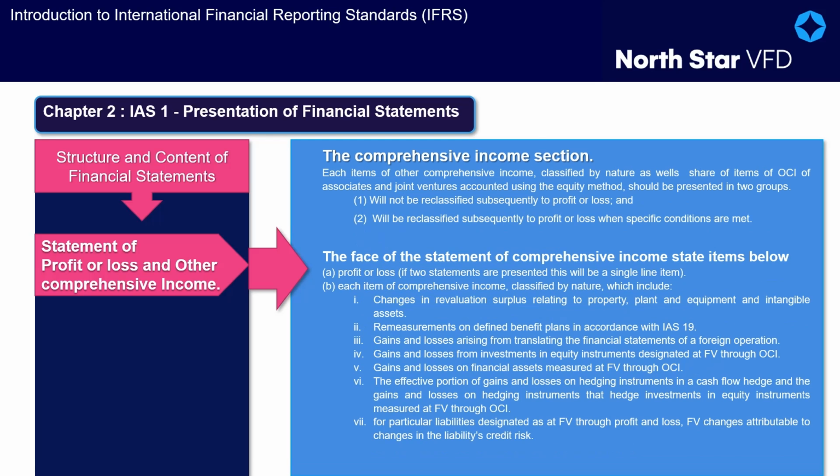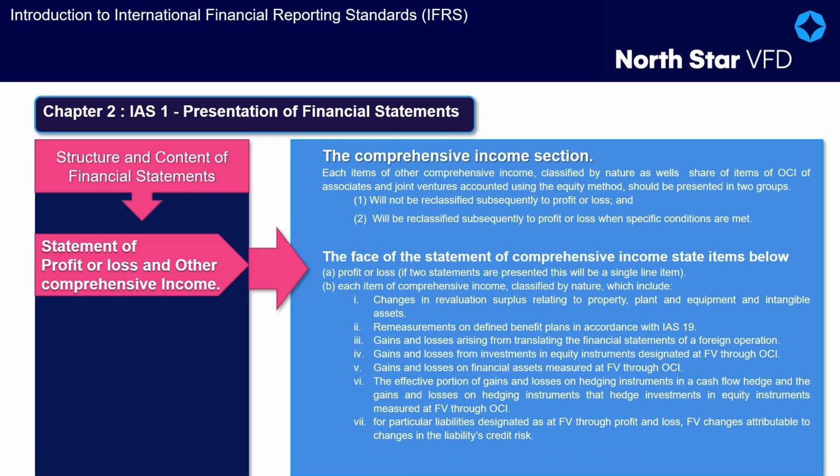Each item of comprehensive income and, separately, the items in the share of other comprehensive income of associates and joint ventures accounted for using the equity method, should be presented in two groups, one including items which may subsequently be reclassified into profit or loss and another including items which will not. Whether presented as a separate statement or as a section of a combined statement, the face of the statement of comprehensive income should present items stated below.